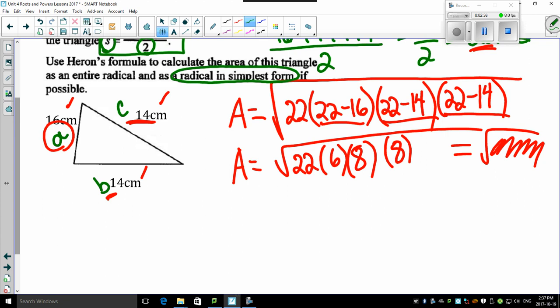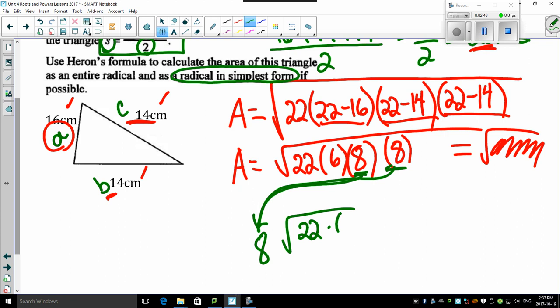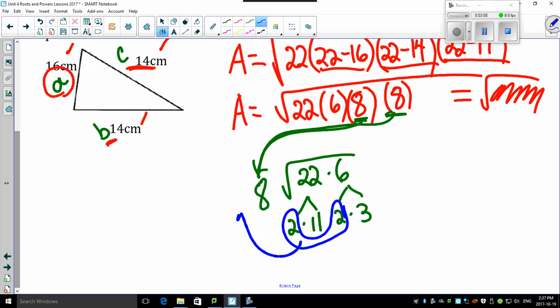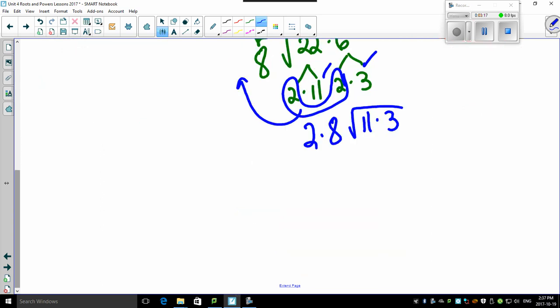So watch what happens. Remember when we were doing this, look for pairs. There's your pair. So you could take a pair out right now. So we're going to take the 8 out, leaving you with 22 times 6. Now, I want to show you another step that you can do here. Since this is already in simplified factor form, all you have to do is break this guy down to 2 times 11, break this guy down to 2 times 3, and lo and behold, right here is another pair. And you could take that pair out to join with that 8. So you got 2 times 8 root, and what do you got left? 11 times 3.